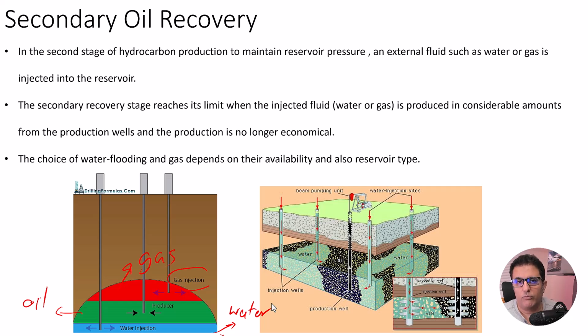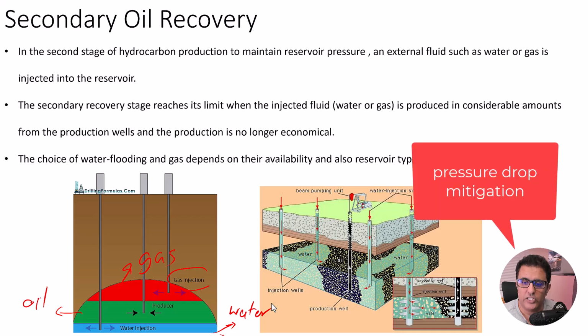But if we have no nearby gas reservoir, what we can do is just inject water into the reservoir. However, water is less compressible compared to gas, and as a result, it may not be as useful as gas for pressure mitigation.